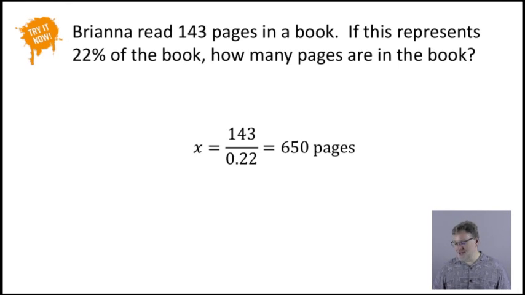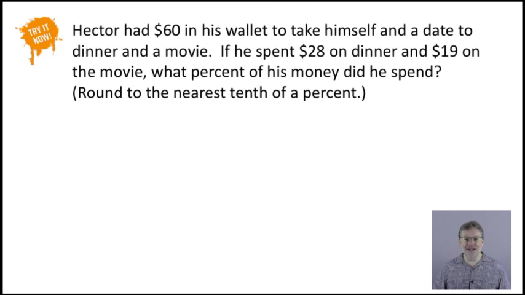Hector had $60 in his wallet to take himself and a date to dinner and a movie. If he spent $28 on dinner and $19 on the movie, what percent of his money did he spend? Again, we're going to be rounding, in this case, the nearest tenth of a percent. Take some time to do that.